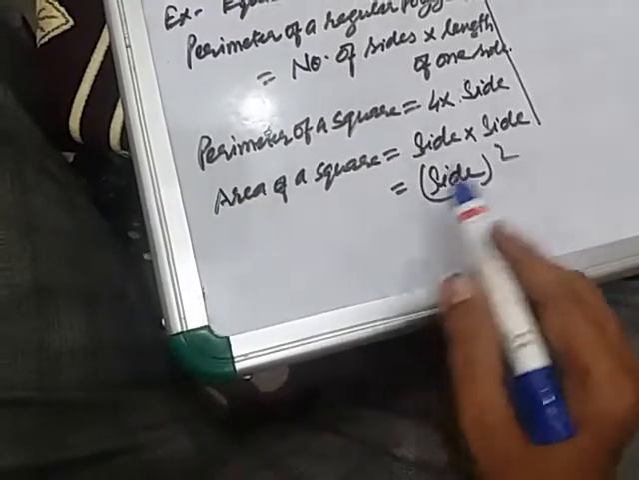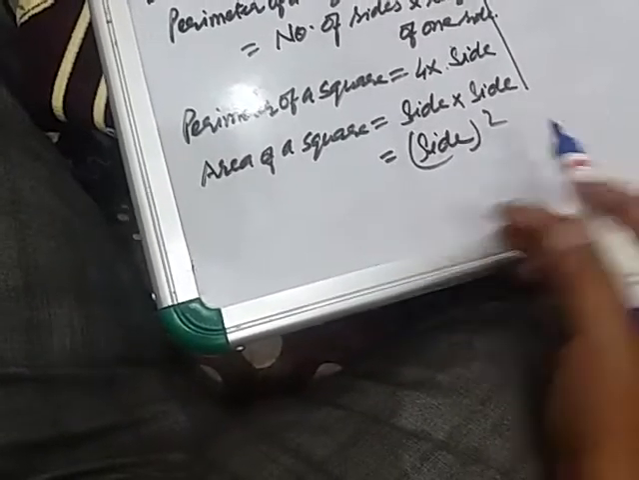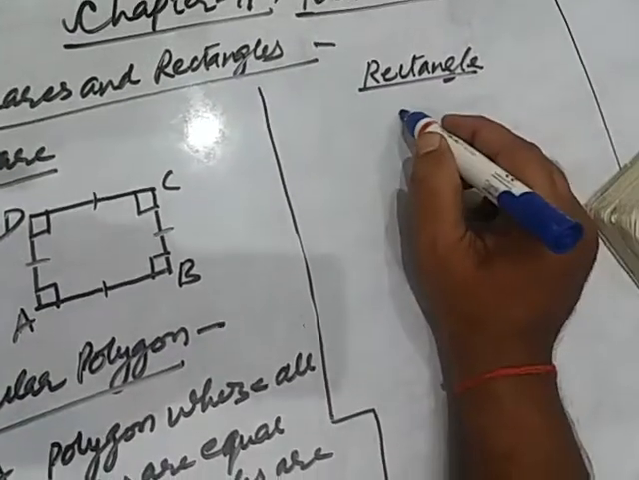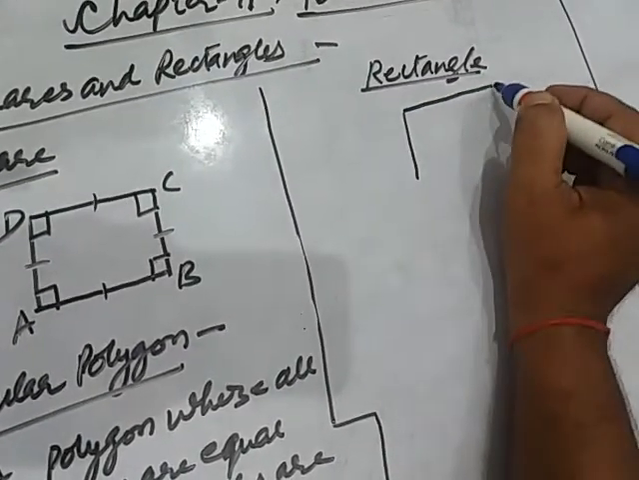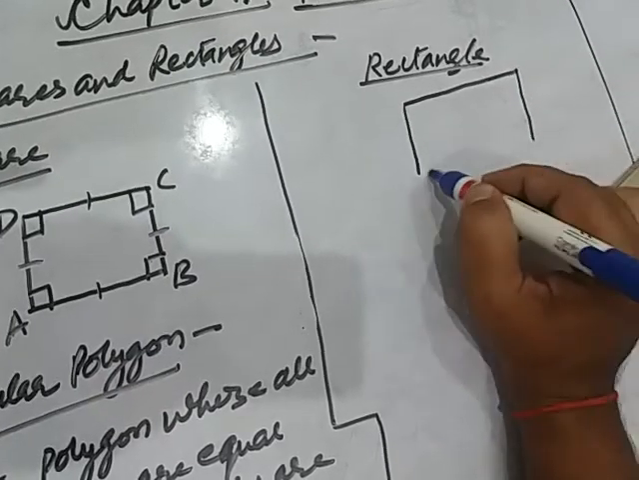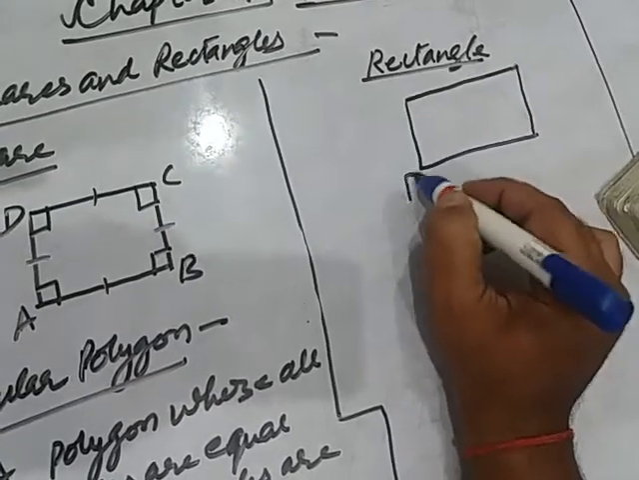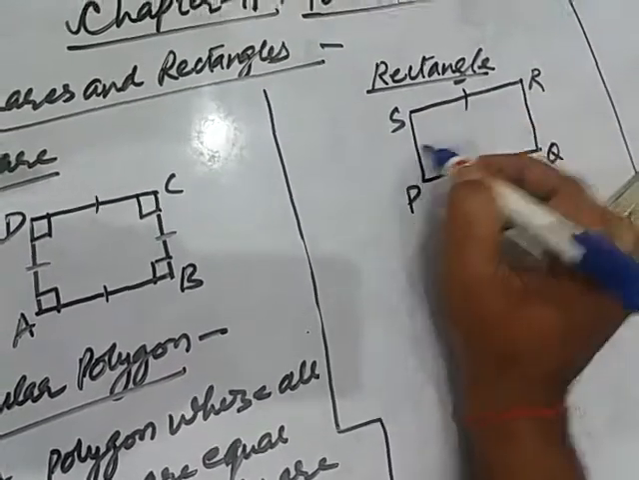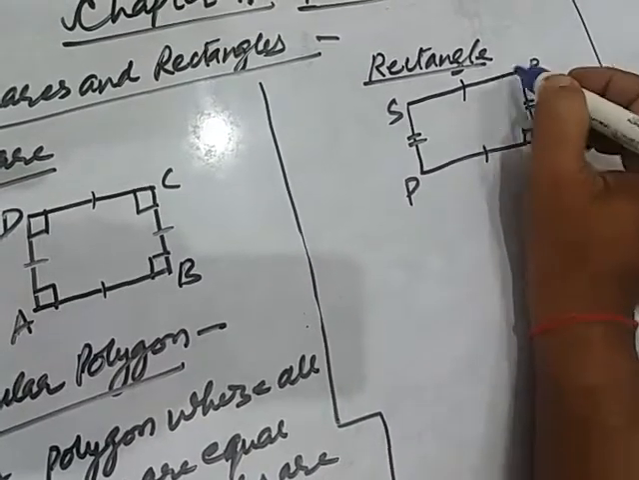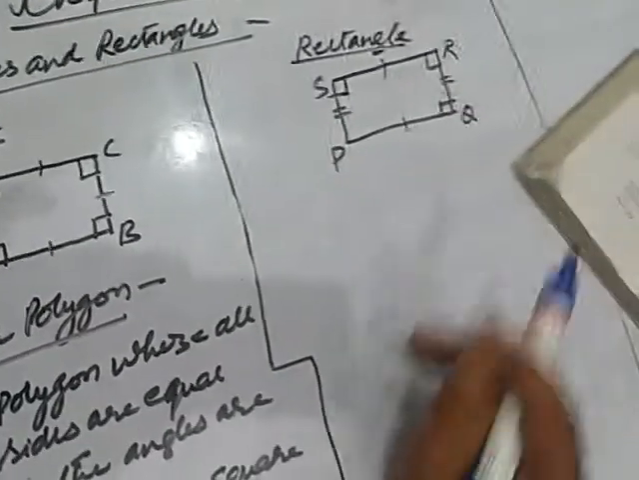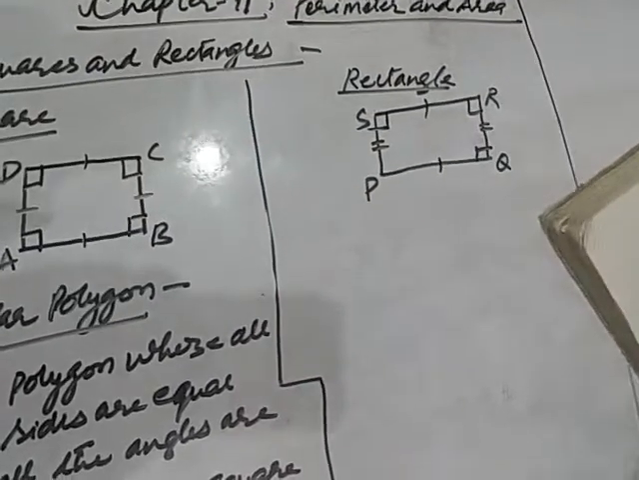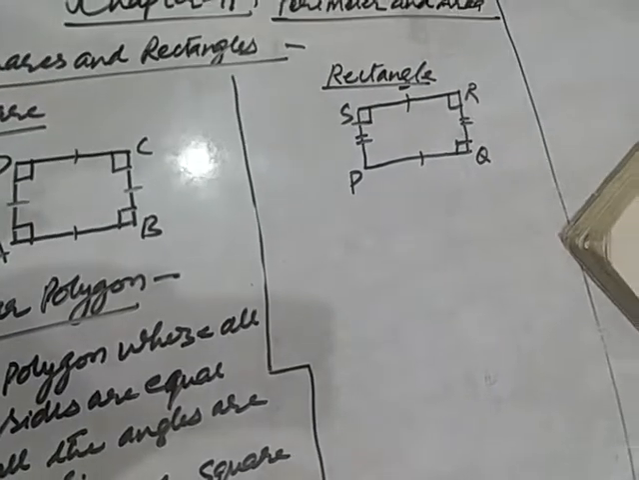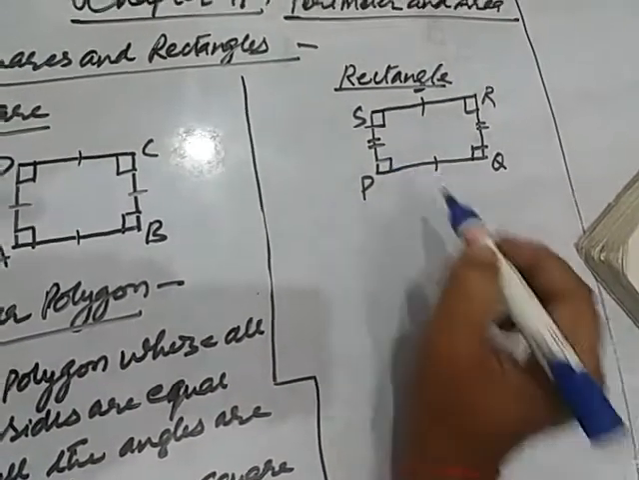Now let us see, perimeter of a square you have seen, area of a square also you have seen. Now let us move to the rectangle. A rectangle is a quadrilateral whose opposite sides are equal. Let it be P, Q, R, S. Here this is equal to this and this is equal to this. Here also all the four angles are right angles. So this is also a four-sided polygon, a quadrilateral whose opposite sides are equal and parallel, and all the four angles are right angles.